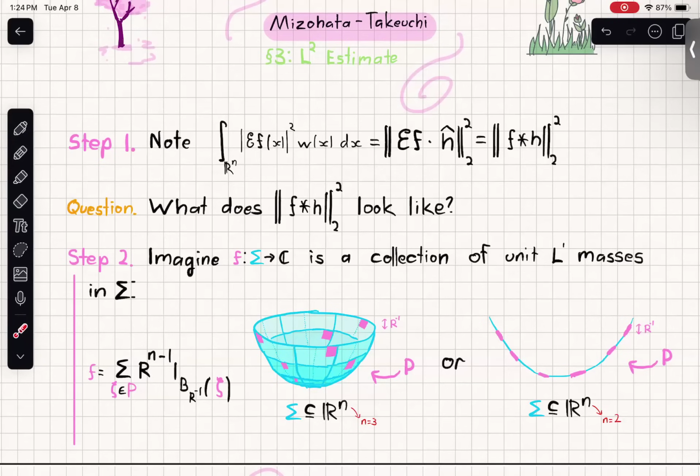Okay. So then we have also the 1 plus 1 dimensional case. We can imagine that F is a collection of these unit masses over here. And we want to examine what does the convolution look like.